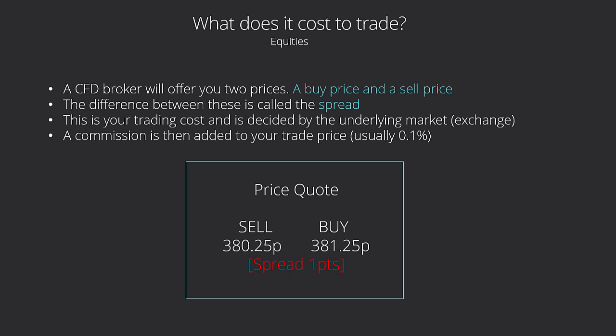The second cost is going to be a commission that is added to your trade price. Now this depends on which broker you're using, but usually it's going to be something like 0.1%. You don't really want to be paying more than that. If you're paying more than that, then it may be time to look for somebody else, because especially if you're short-term trading, this kind of thing can add up quite quickly.